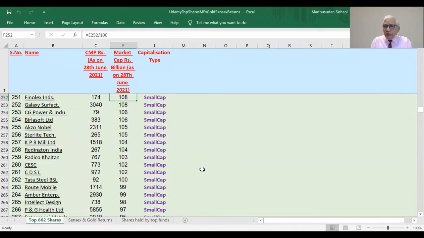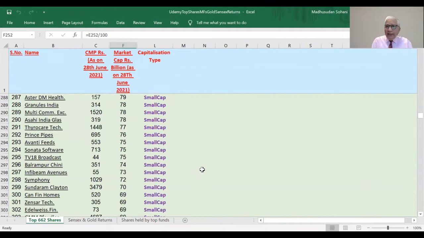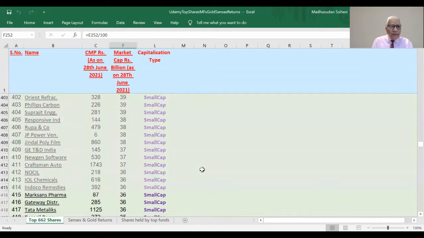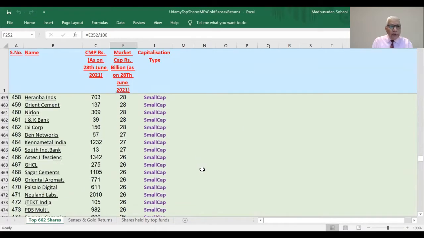Now, what are the smallest of the shares? Like the shares which I have analyzed, first about I think 660 or something. Let me just go through the list.